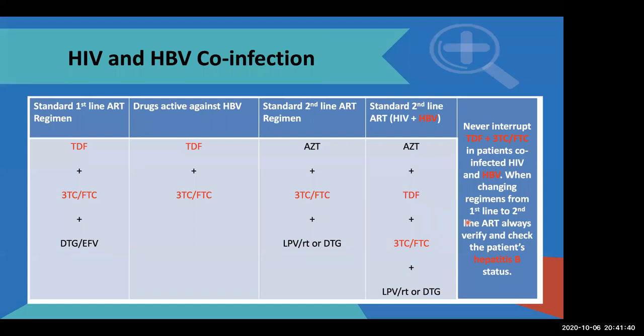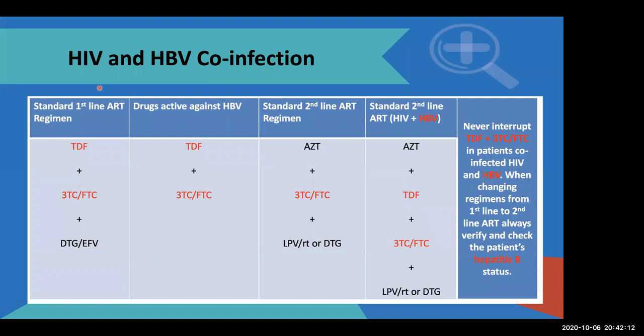Another key thing, which is probably one of the last few slides, is to note that when you look at the standard first-line regimen, it has tenofovir, lamivudine, and dolutegravir, right? These two drugs, tenofovir, lamivudine, or emtricitabine, are also active against hepatitis B. So it's very important that anytime you are considering switching a patient from first line to second line or stopping tenofovir, you must check the patient's hepatitis B status, right?